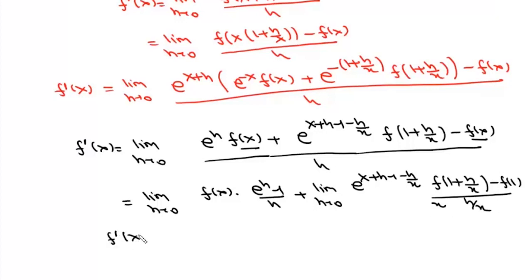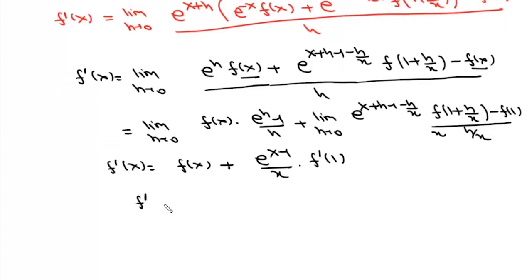Now this is f'(x), and this is standard limit 1, so it will be f(x) plus, now if we put h as 0, this is (e^x minus 1) upon x into, and this is the derivative of f at 1, so there will be f'(1). Now we are given that f'(1) is e. So if we put f'(1) as e, we can write this as f'(x) equals f(x) plus e^x upon x.